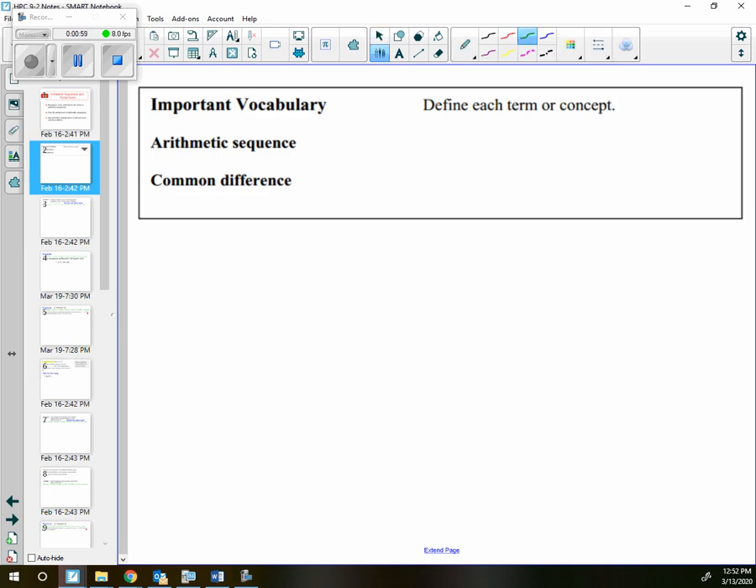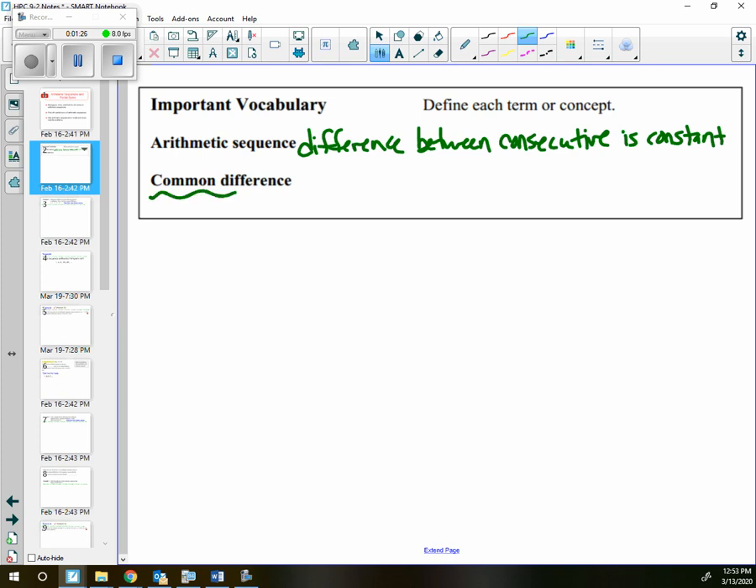The difference between consecutive terms is constant. So there's a common difference. We say consecutive terms just to make sure we're super clear. You know what consecutive means, one after the other. If you take any two terms right next to each other, the difference between them is constant. They're always going up or down by the same amount. We call that difference the common difference. It's what they have in common. Every difference is the same.